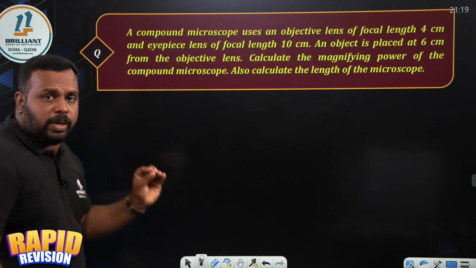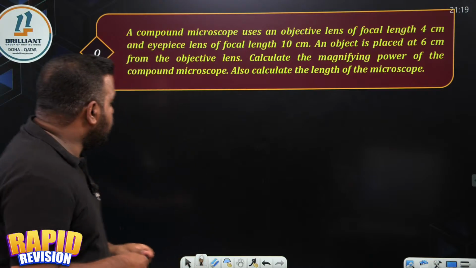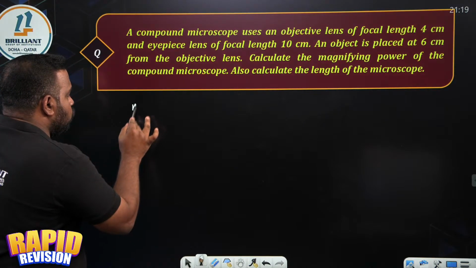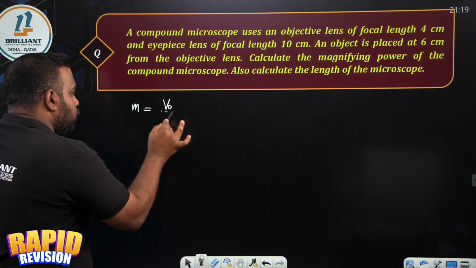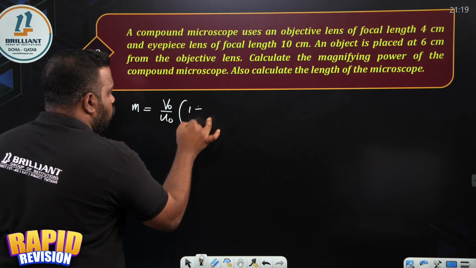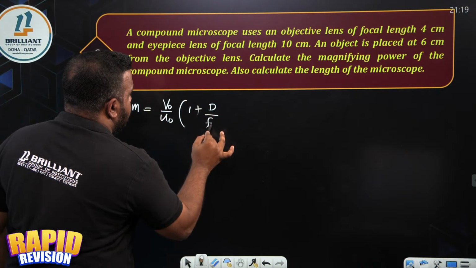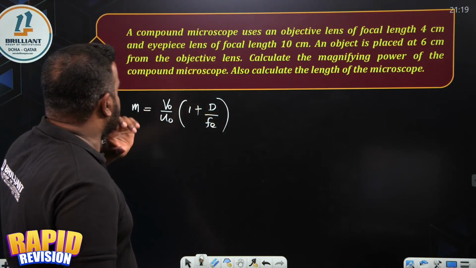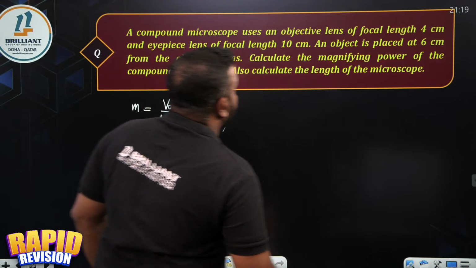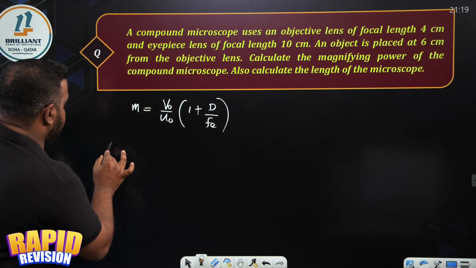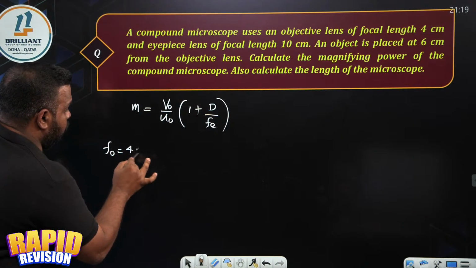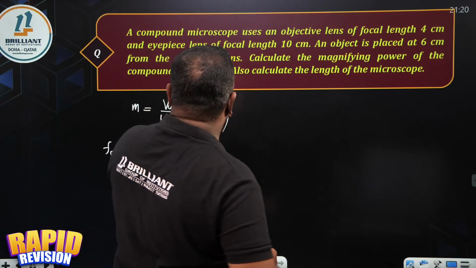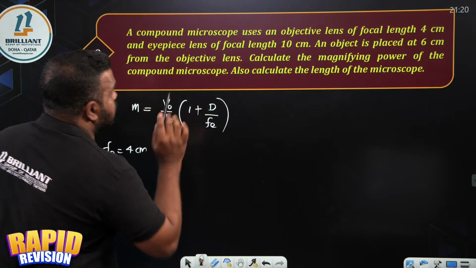So I'll be doing the case where the image is formed at the near point. Image formed at the near point means the formula is m is equal to VO by UO into 1 plus D by FE. This is the formula for finding magnification. Now check the question. Objective lens of focal length 4 cm means FO is equal to 4 cm. You know that all are convex lenses, so the sign will be positive, 4 cm. And eyepiece FE is given.